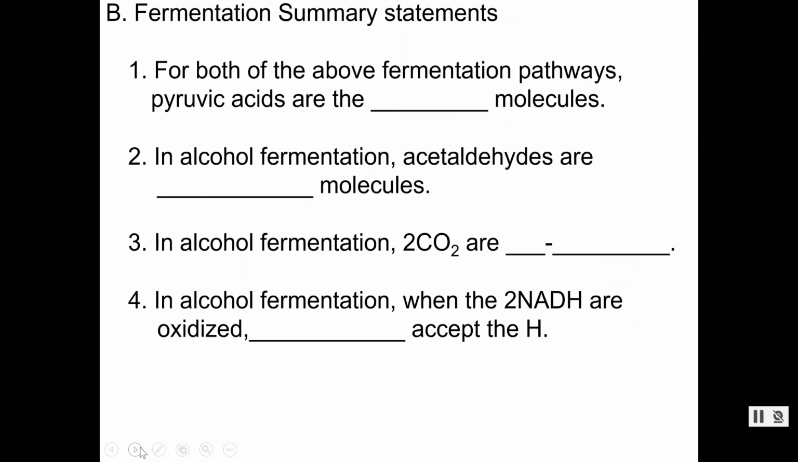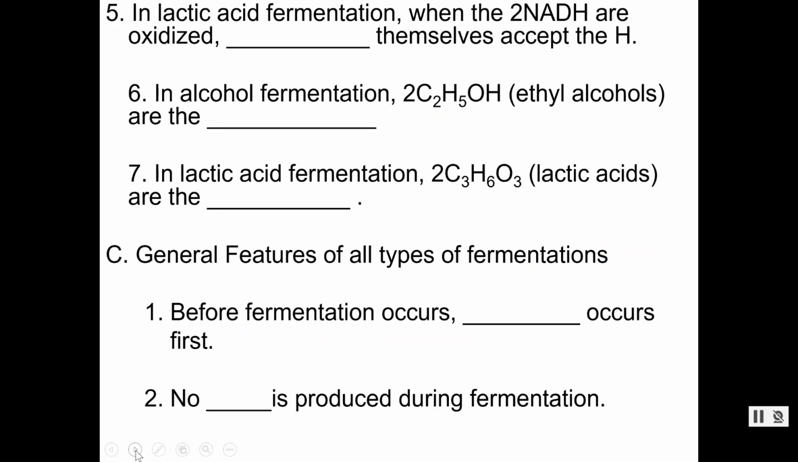Okay, fill it out. See how it goes. How'd you do? For both of the above fermentation pathways, pyruvic acids are the precursors, acetaldehydes are intermediates, byproducts, and then when 2 NADHs are oxidized, acetaldehyde accepts the hydrogen. Did you do the next page too? In lactic acid fermentation, NADHs are oxidized. The pyruvic acids themselves accept the hydrogen, but in alcohol fermentation, ethyl alcohols are the end products, and in lactic acid fermentation, lactic acids are the end products. So know the end products from these.